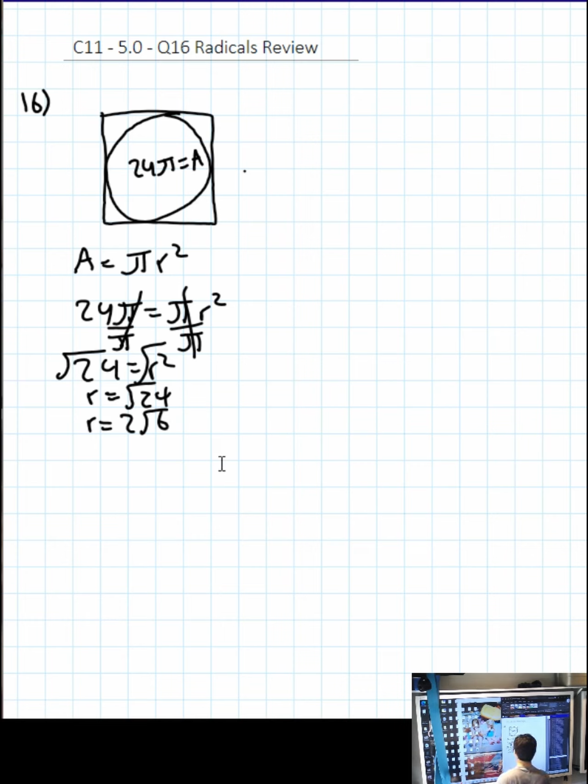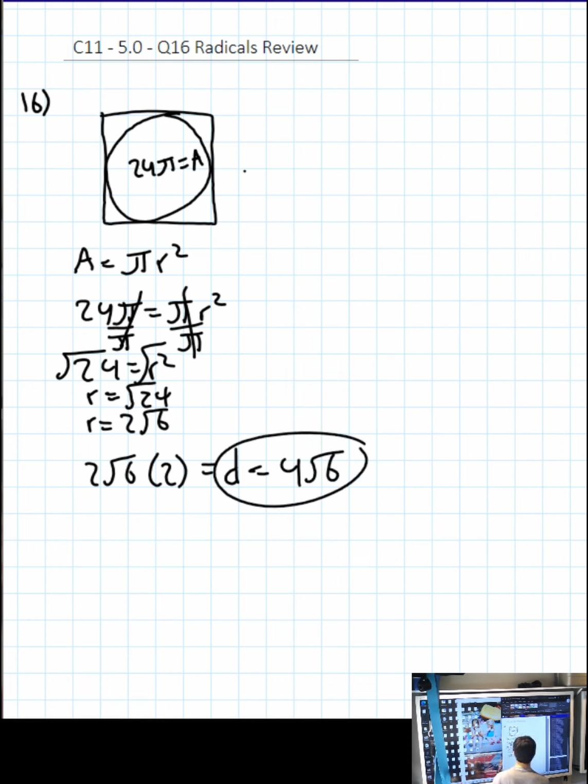So let's say 2 times that equals 4 root 6. So D equals 4 root 6. Let's circle that answer. So now we know the diameter of the circle. That is the side length of the square. So now we can say A equals LW. Therefore, A equals that times that.